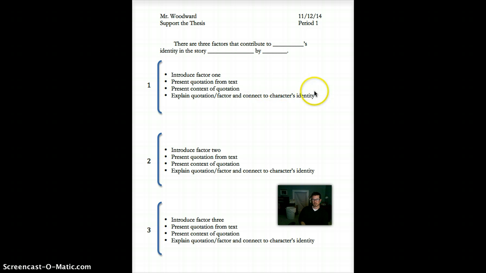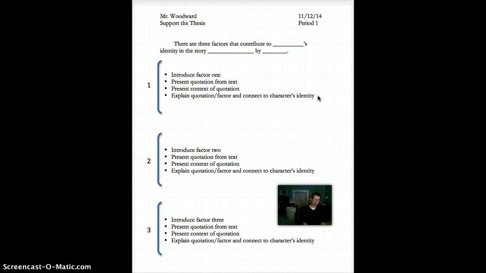And then the second piece, again, and this is something that we've talked about that we really need to ramp up on, is explaining that quotation. All right, 1 sentence of just saying what that quotation means is simply not going to be enough. You need to really explain what that quotation shows. You need to connect it to that factor, make it clear, and then you really need to go back and explain how that factor connects to the character's identity.